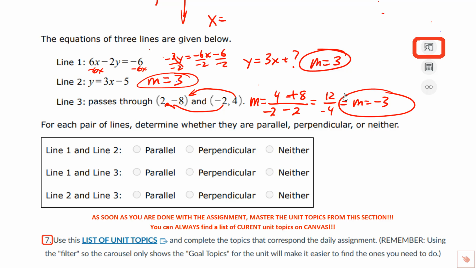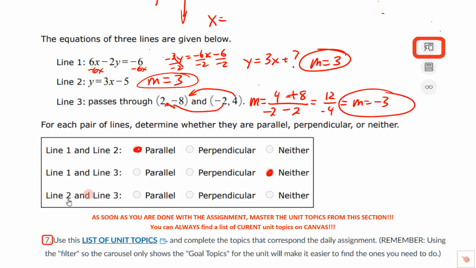Okay, so let's take a look at this. We've got all 3 slopes. Looks like we've got some promising things here. It says line 1 and 2. So line 1 and 2 has a slope of 3 here and a slope of 3 here. Well, they're exactly the same, so that's going to be parallel. Lines 1 and 3. If you notice, the two of those are the same number, but they're opposite signs. So they're not exactly the same. They can't be parallel, and they're not negative reciprocals of each other. So this is going to be neither.